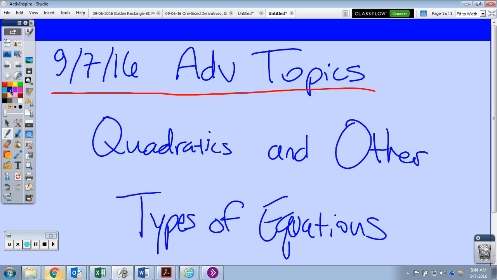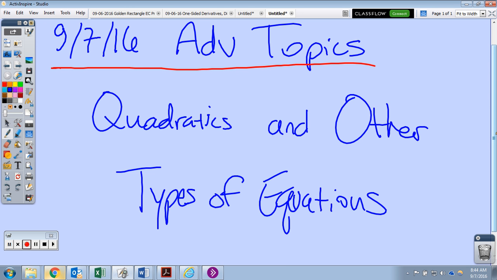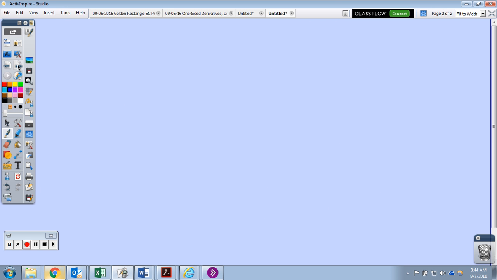Okay, so we're looking at quadratics and other types of equations. So this is going to be looking at some section 1.5 and 1.6. So we'll write that off here. Section 1.5 and section 1.6. So let's review some things that we know about quadratics.